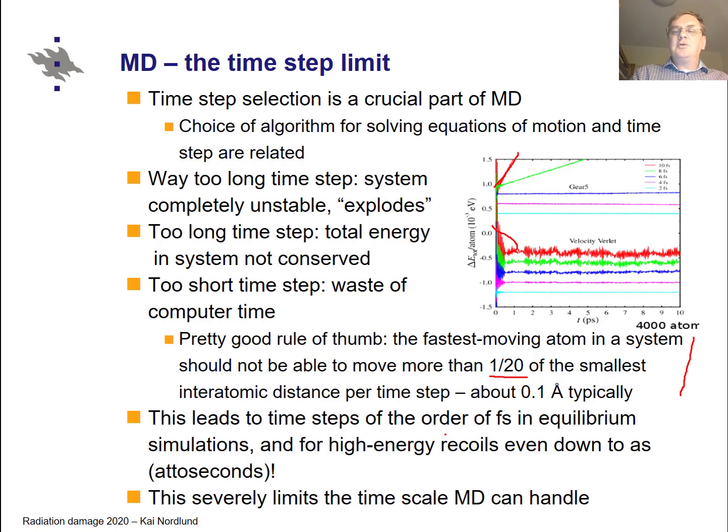But the downside, or conclusion one can draw from this, is that the faster the atoms are moving, the shorter the time step needs to be. And it turns out that even though in equilibrium, like here, the time step can be of the order of femtoseconds, if you have a high energy atom from a radiation effect, you can need to go down to much shorter time steps, sometimes even of the order of attoseconds, which obviously will slow the simulations down.